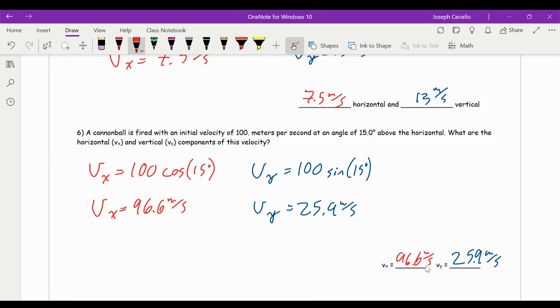So that's breaking vectors into components, and that's everything you need to learn to start doing angled projectiles, which we'll do next class.